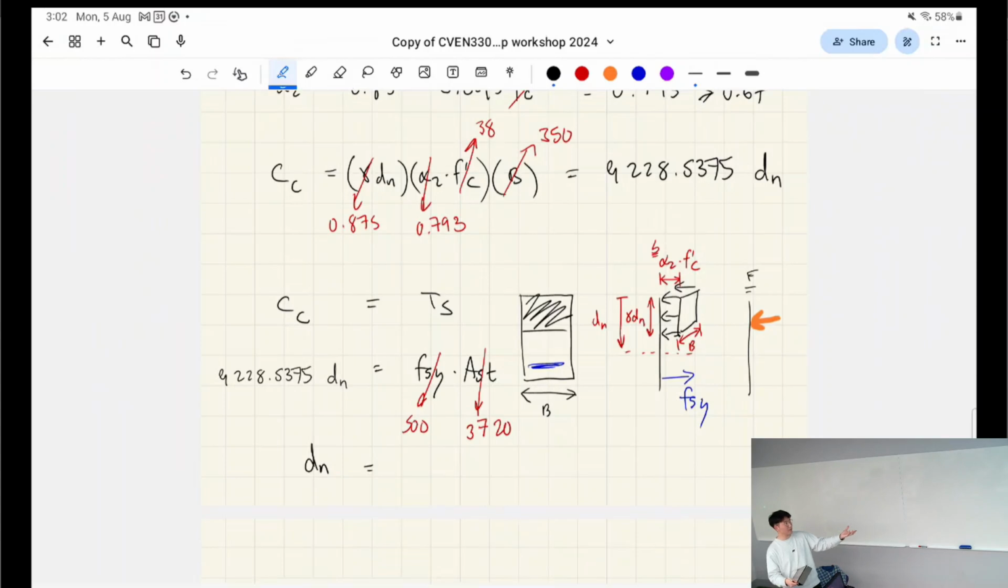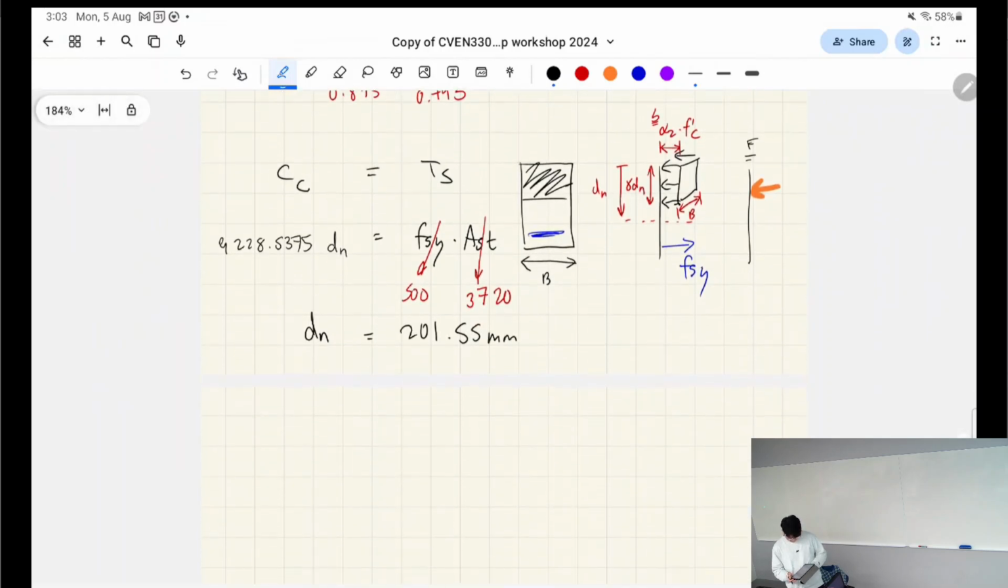But here, this is a simple matter of dividing the right-hand side by the left-hand side's constant in order to find dn. So when you just have singly reinforced concrete, it's quite simple to solve, right? This gives dn is 201.55 mil. Okay, great. Now we have to check the steel, okay?